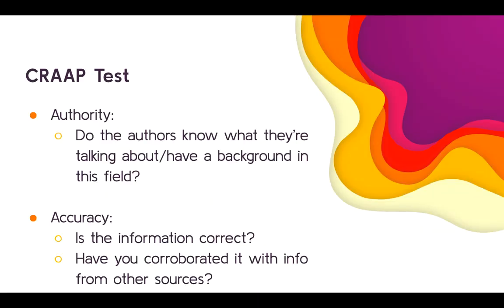Authority. This is looking at how do you know that the authors know what they're talking about? So do they have a background? Did they study it? Are they a PhD candidate? Have other people backed them up? And that gets into that accuracy. So authority and accuracy go hand in hand. If somebody knows what they're talking about, the information's probably going to be correct.